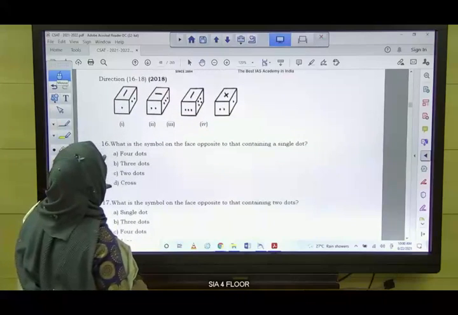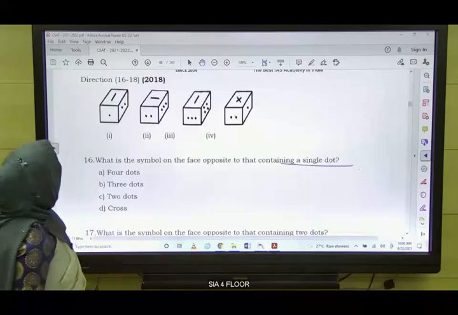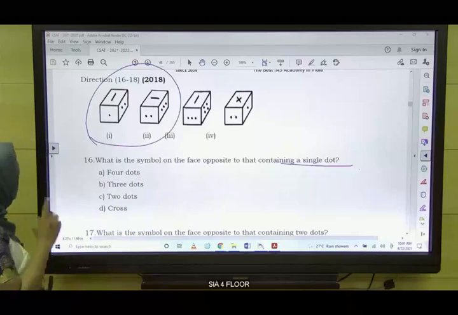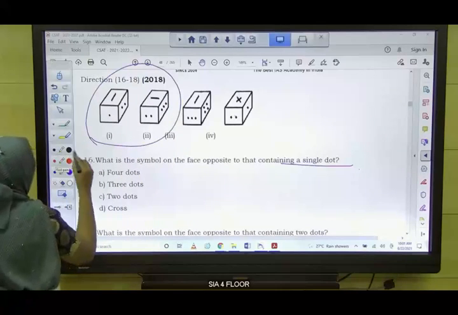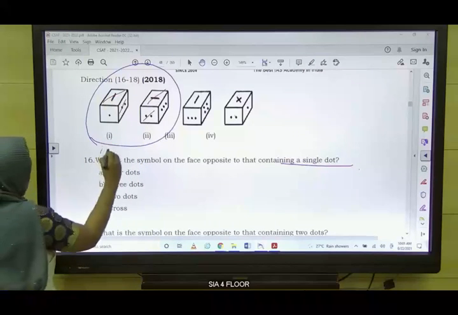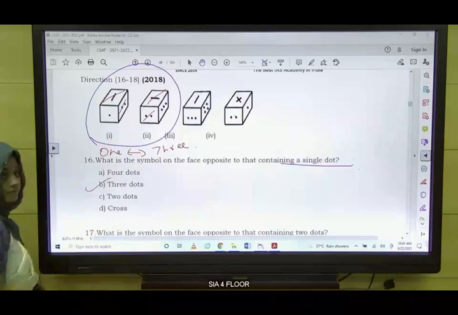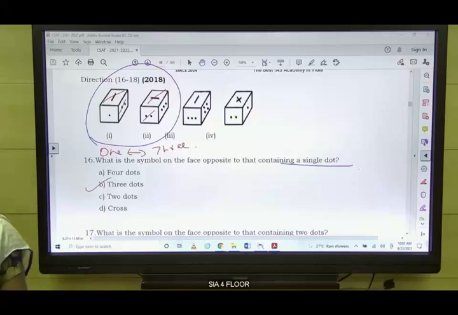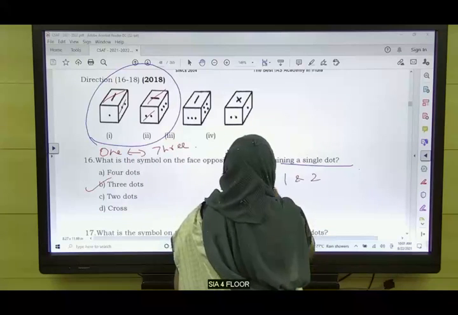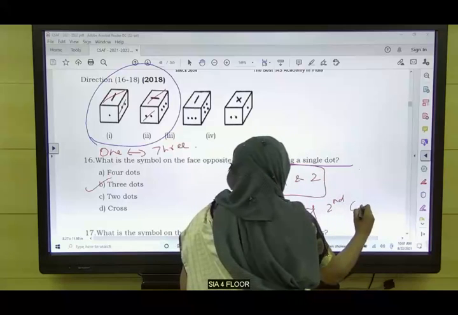Now let's solve the question. What is opposite to single dot is this question of 16. As I told you already, you can select any 2 dice. I'll select these 2. If I select these 2, I find two items common. 2 dots cancelled. The line also got cancelled. So 1 dot is opposite to 3 dots. 3 is the answer. So near this question you can write, we are comparing dice 1 and 2 and applying the second case, that is the cancellation method.